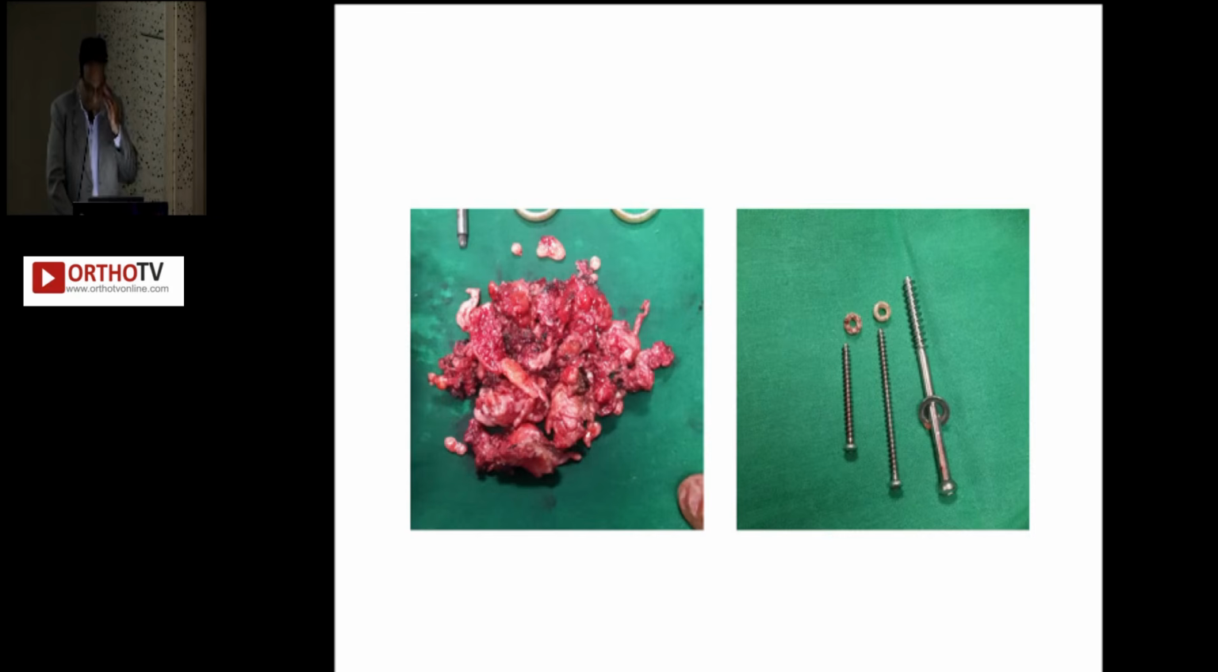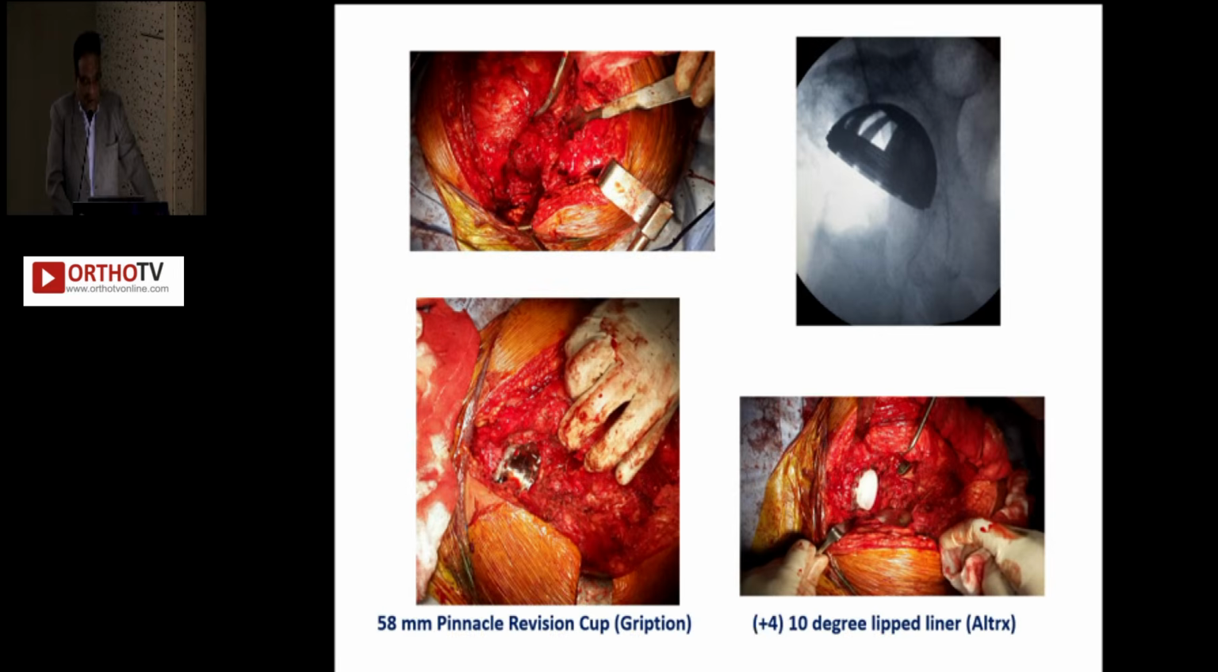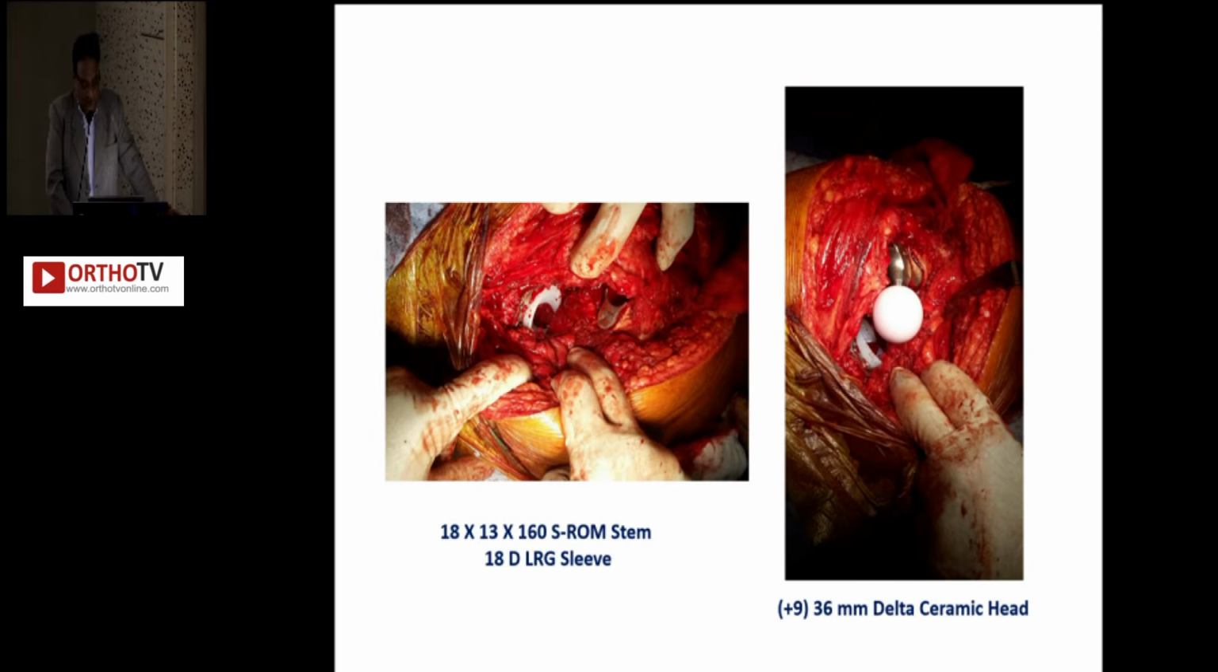This is all the bone that was removed from the fibrous tissue. The implants were loose. The screws came out very easily, and I could get a good fit with the Pinnacle cup. That is the trial cup in place. Good superior posterior coverage, and I put in a +4 10-degree lip liner. SROM stem. Cost was not a problem in this patient actually. So ceramic head.